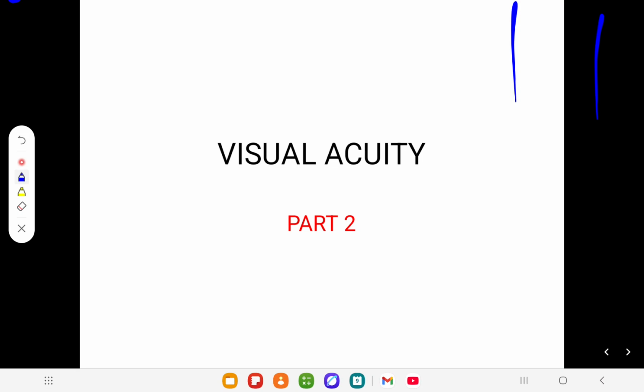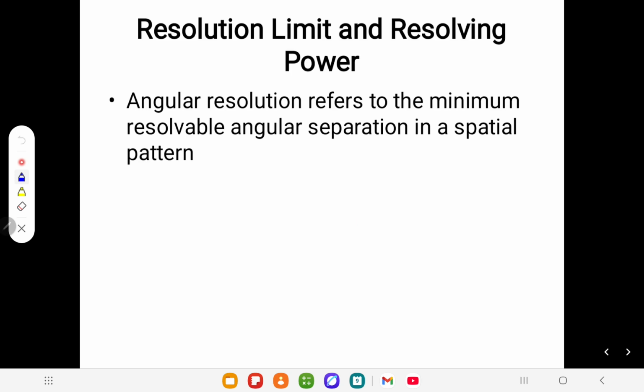Okay, this is the second part, and as I have said, I think this will really take more than 7 or 8 parts. Let's just start with the second part. It's a very small presentation, I think 5 or 6 or 7 slides. Okay, resolution limit and resolving power.